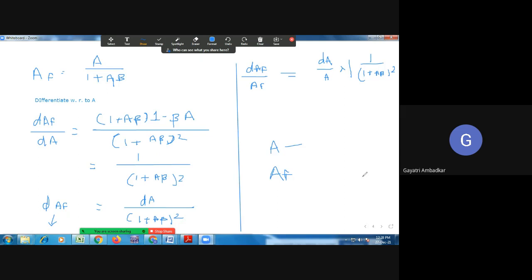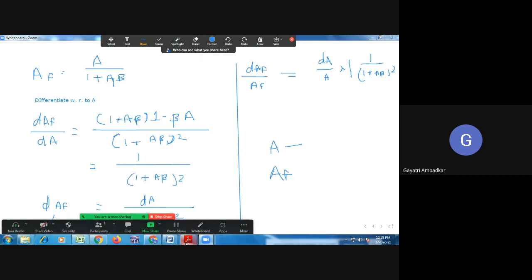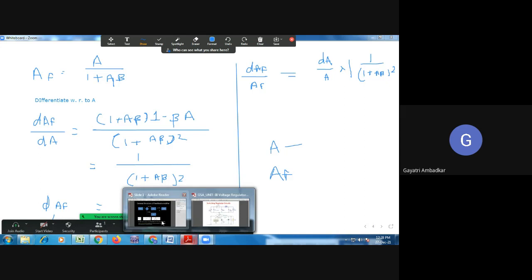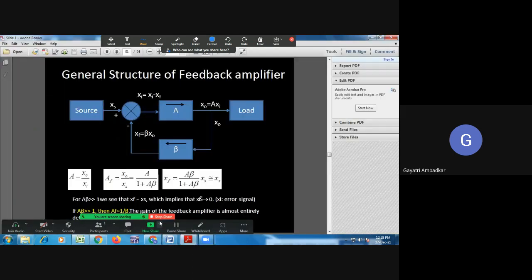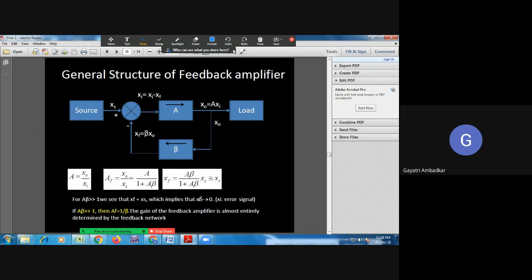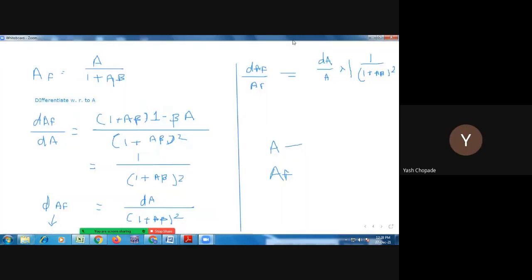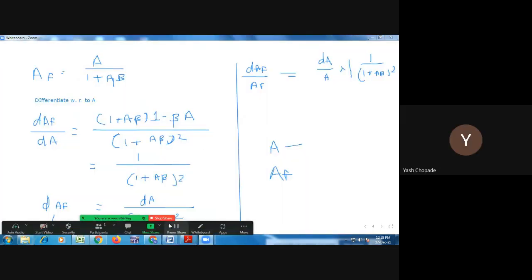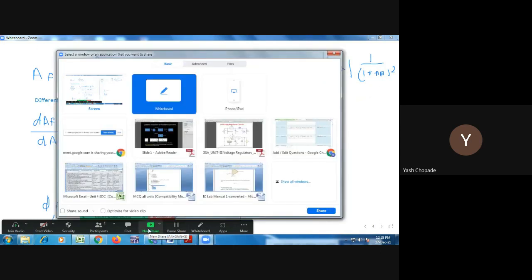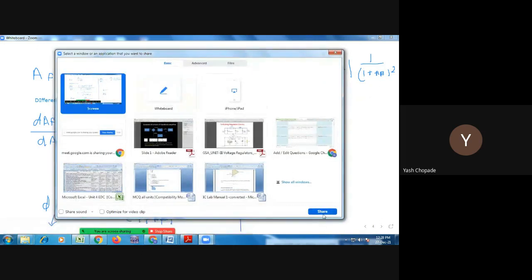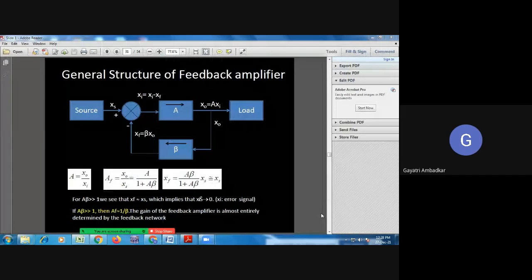What is the gain in case of both types of feedback? What are the advantages of negative feedback amplifier? Did you understand this? Yes or no? Yes ma'am. Ma'am, you said it is stabilized, but if feedback is used, there is no stabilization, right? Only after using feedback does it get stabilized.